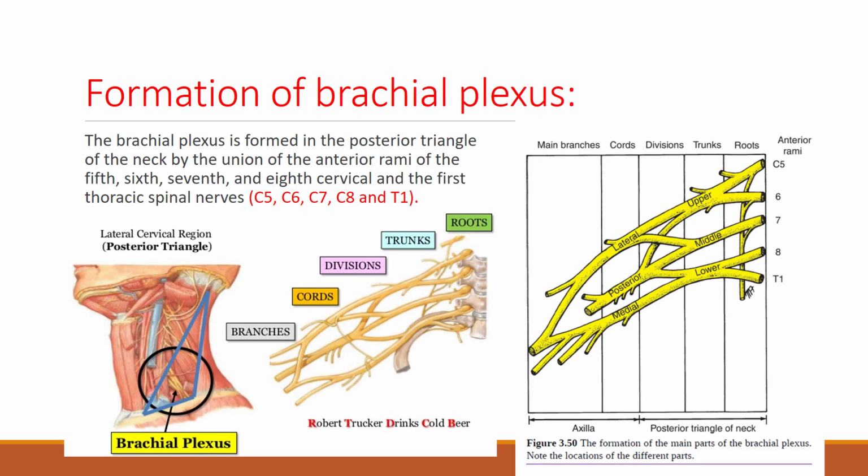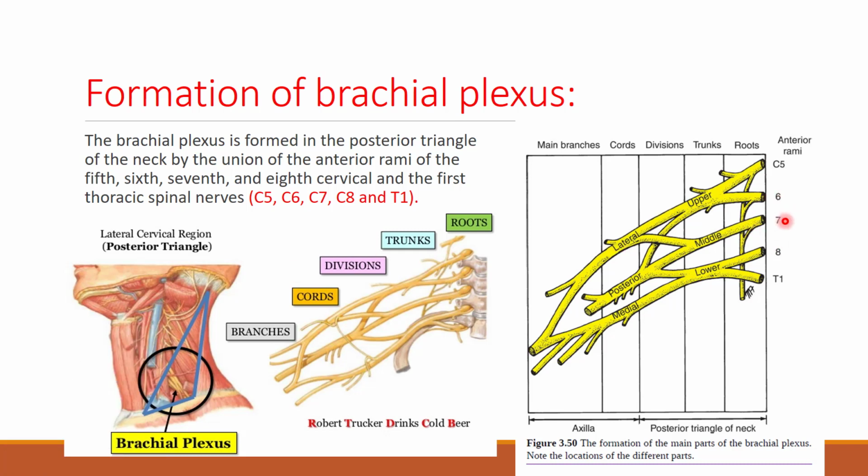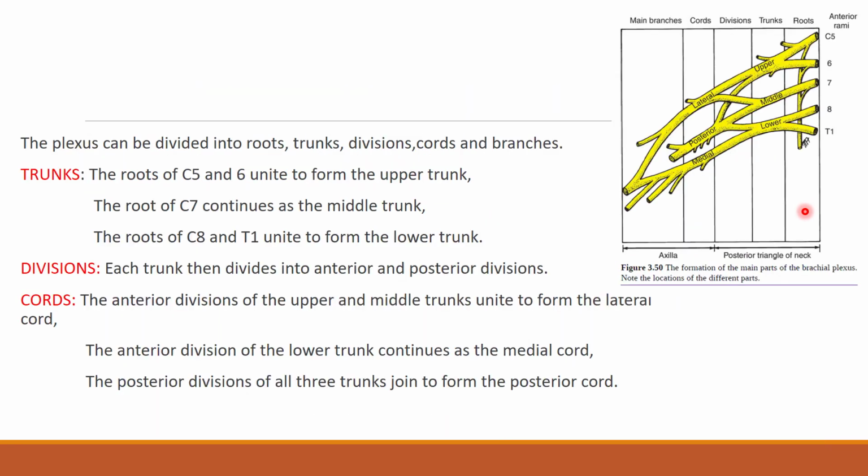Now we will see how the brachial plexus is formed. The brachial plexus is formed in the posterior triangle of the neck by the union of the anterior rami of the 5th, 6th, 7th, 8th cervical and 1st thoracic nerve. So C5, C6, C7, C8 and T1 are involved in the formation of the brachial plexus. The plexus can be divided into roots, trunks, divisions, cords and the main branches.